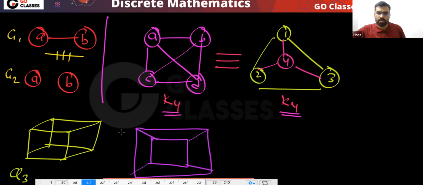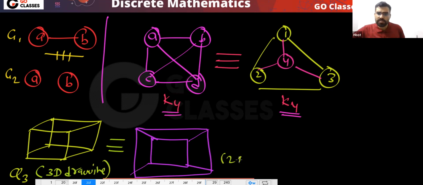These two graphs, are they isomorphic? Yes, they are isomorphic. They look very different. This is a 3D picture, a 3D drawing.